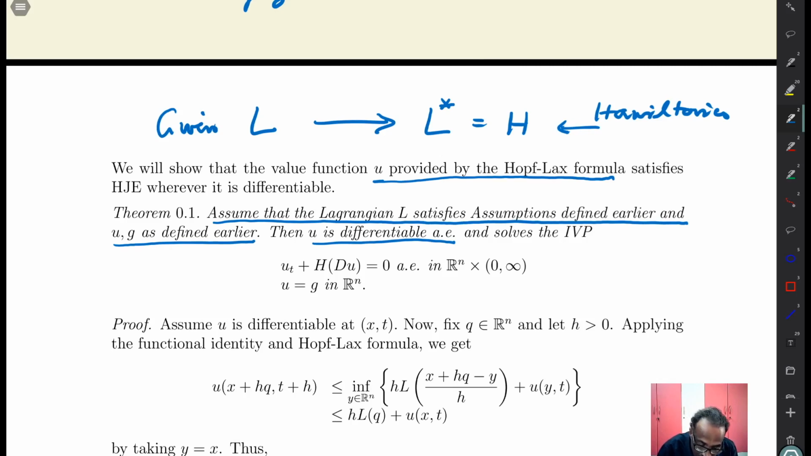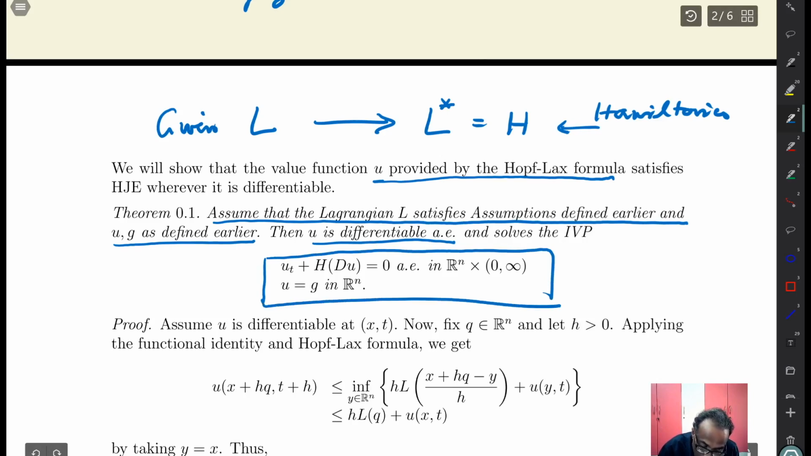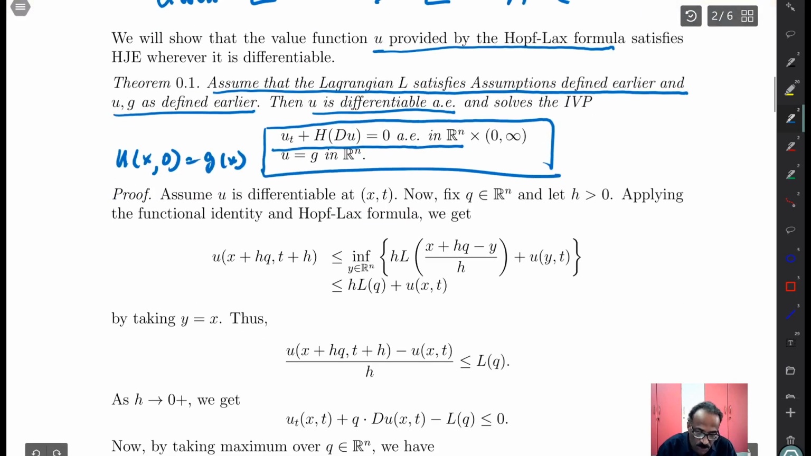So whenever U is differentiable, at all those differentiable points, U satisfies this equation. And U equal to G we already proved. In a couple of classes back, we proved that U satisfies G on R^n. Okay, that means U(x,0) is equal to G(x). That's the meaning of it. So whenever U is differentiable, this equation u_t = H(Du) is satisfied. And it is almost everywhere because U is almost everywhere differentiable. So basically you try to compute your derivative of U wherever it is differentiable. And then you prove these inequalities.